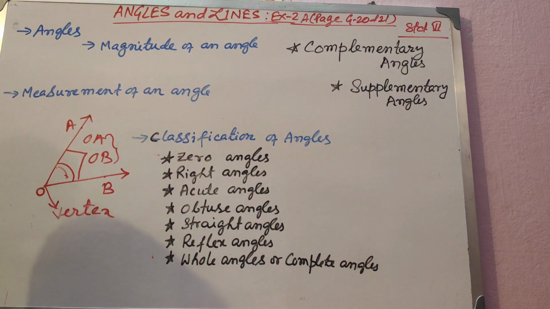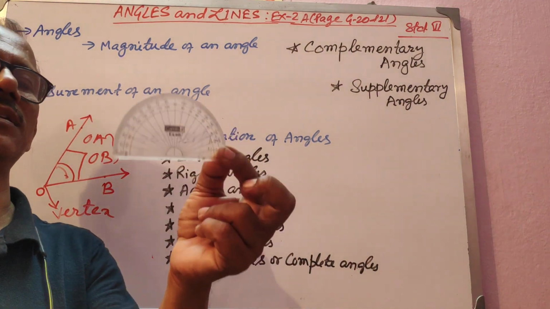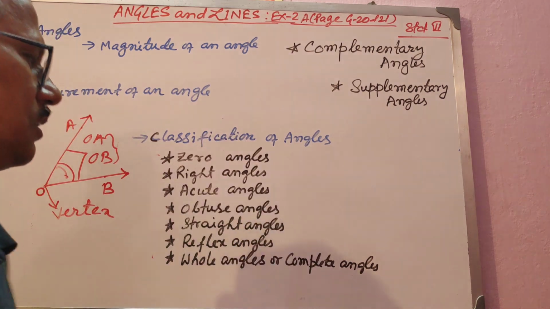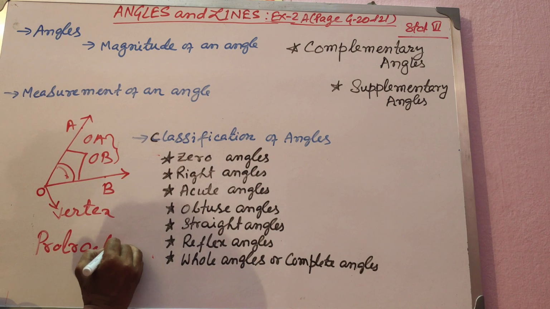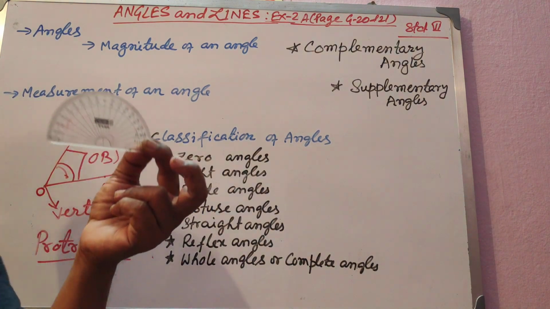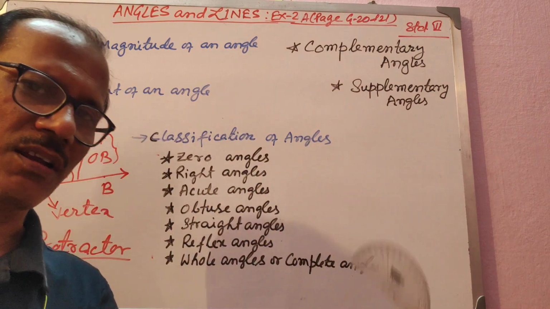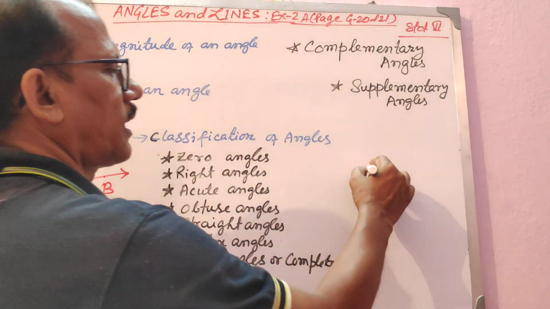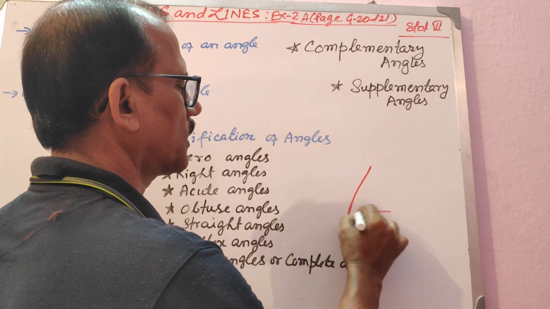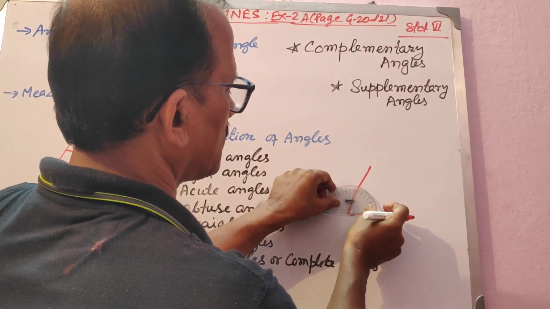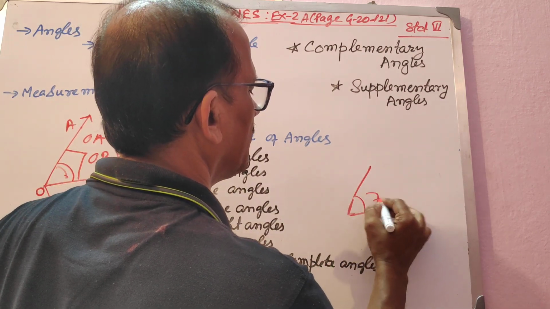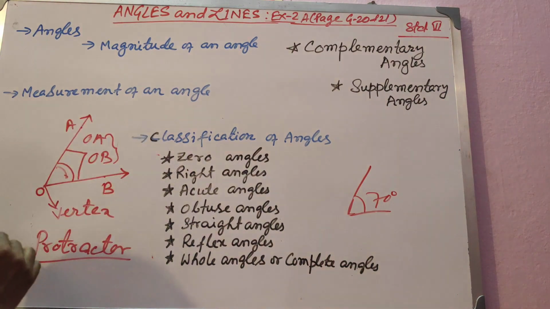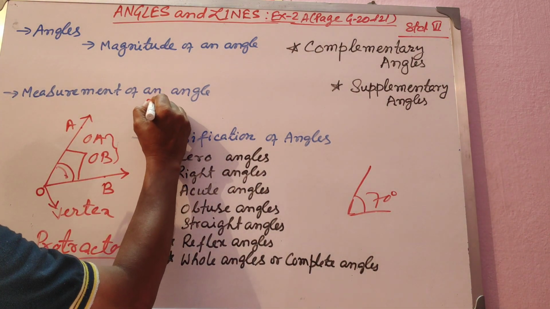How will you do the measurement of an angle? For measuring an angle, we take the help of this particular instrument called a protractor, P-R-O-T-R-A-C-T-O-R. With this instrument we measure an angle, which you learned in class 5. If you have an angle like this, how do you measure it with the protractor? You just place the protractor at the 0 end and see the scale. Here I am finding it is 70 degrees. So angles are measured in degrees. This is the sign for degree.